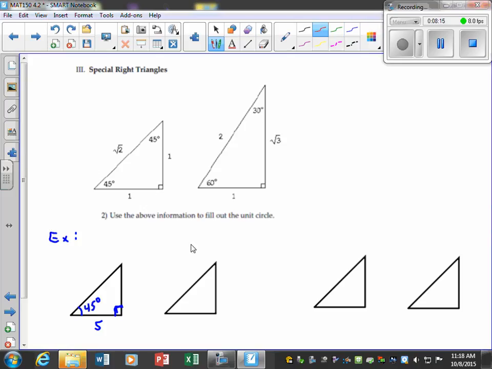So our solution is, if this is a 45, and if I'm given that this is side 5, then what is this side? Because it's a 1-to-1 ratio, so multiply by 1 and you're going to get 5. So what does that make this side? Good, because you would multiply by the square root of 2. So this would be 5 square root of 2.